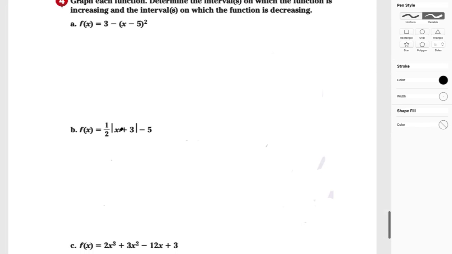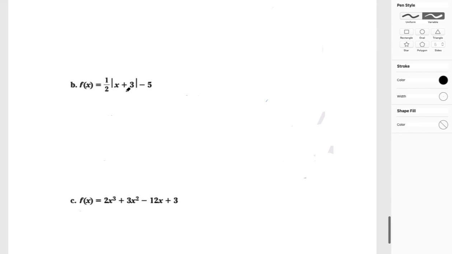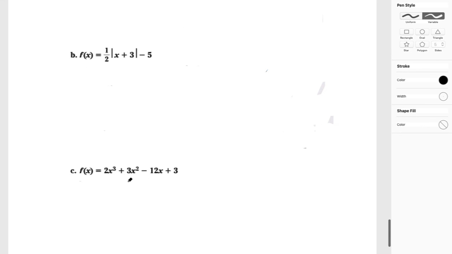This is going to be an absolute value function, where we have a V, where the vertex of the V is at negative 3 and negative 5. It's going to be kind of wide because it only goes up half as much as it goes out. And over here, we're going to have a cubic polynomial where we should generally have something that does one of these shapes like that, because it's still going up in the positive direction.